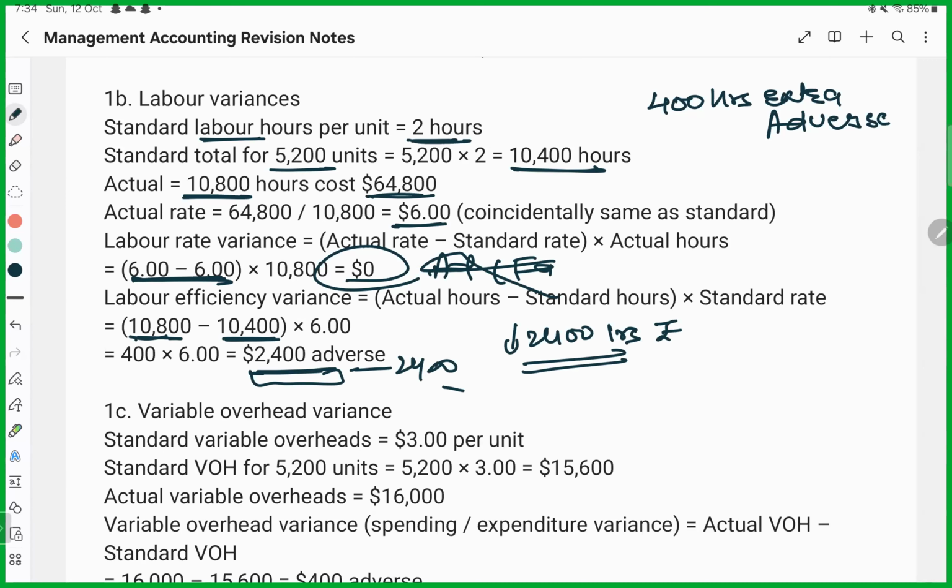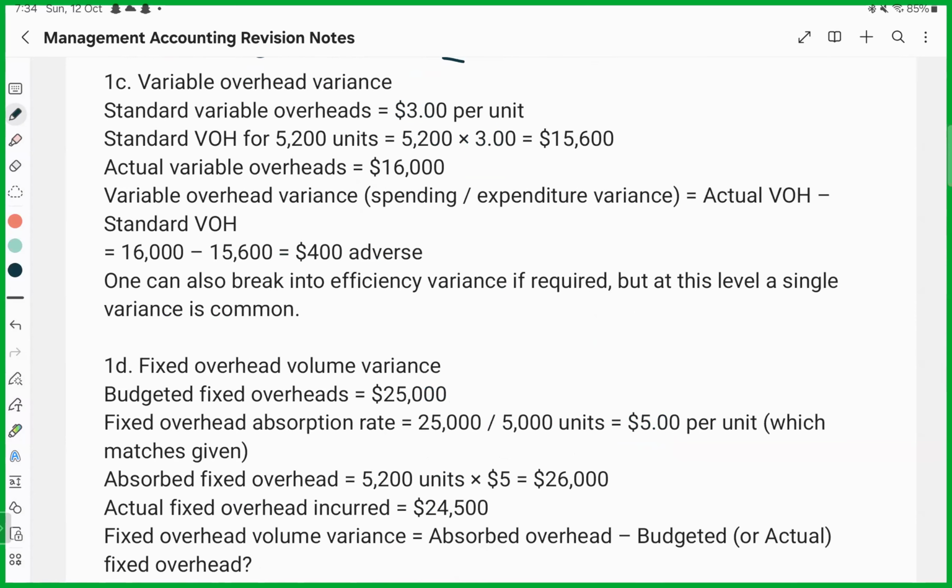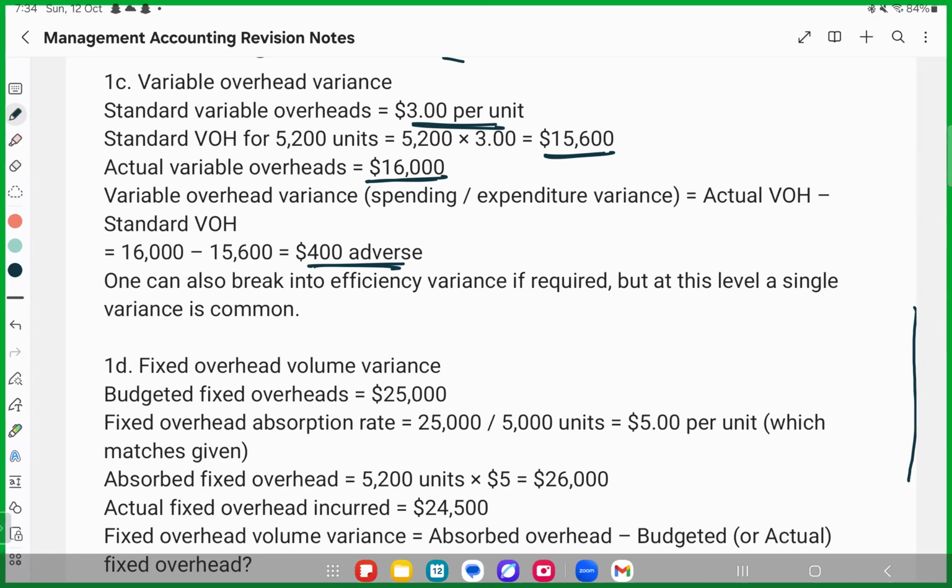Now let's talk about the variable overhead variance. I decided that my standard variable overhead is going to be rupees 3 per unit. So since I manufactured 5,200 units, my total cost would have been 15,600. But my actual cost turned out to be 16,000. That means I have paid an additional 400 in case of variable overhead. So variable overhead is giving me an adverse variance. Now let's talk about the fixed overhead variance.